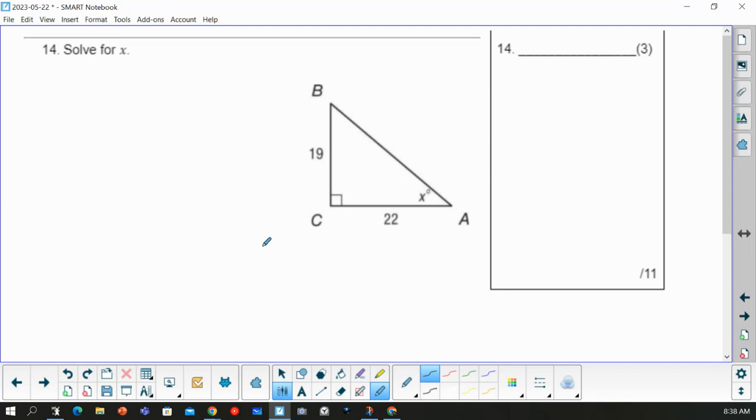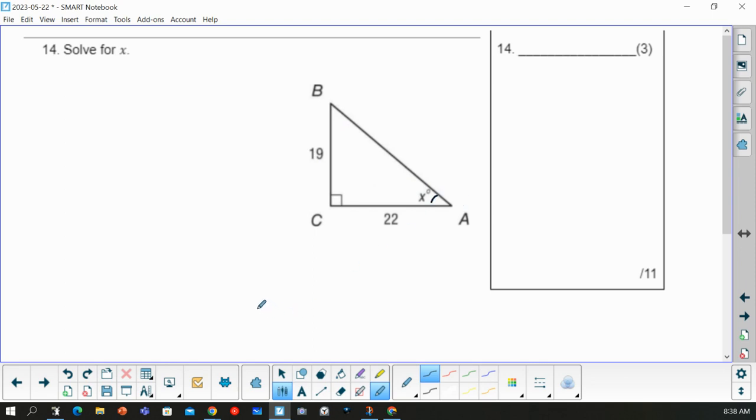I am working on problem number 14. It's asking me to find an angle. Okay, so if I'm supposed to find this angle, and I'm only given two sides, I think the only way, now if I knew this angle, I'd be able to find it pretty easily just by subtracting. But since I am not given this angle, I'm going to have to use one of my trig functions.